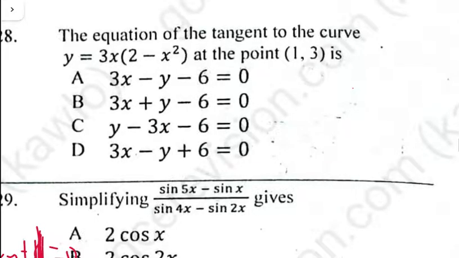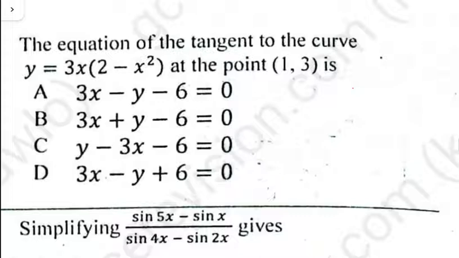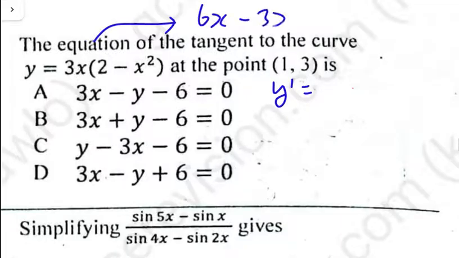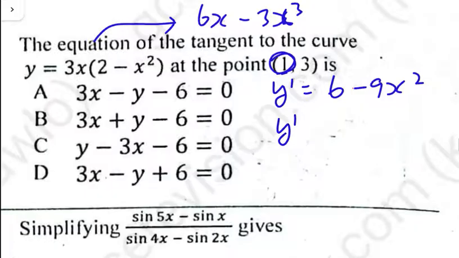The equation of the tangent to the curve y equals 3x(2 - x²) at the point (1, 3) is. So at the point (1, 3), we need the dy/dx or y prime. Y prime will be equal to, we differentiate this. Normally this function here is 3x times 2 is 6x minus 3x to the power 3. So differentiating this will give us 6 minus 9x squared. Now, y prime of 1, because at the point x equals 1, y prime of 1 will be equal to 6 minus 9, which is negative 3.